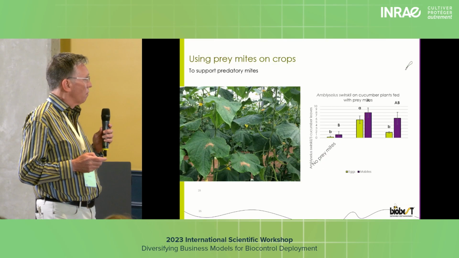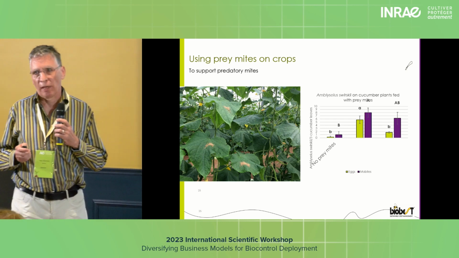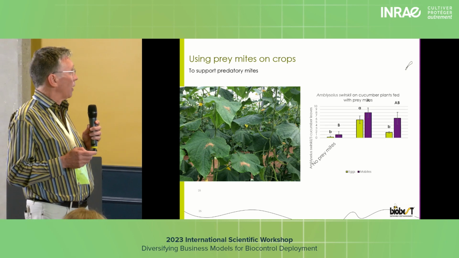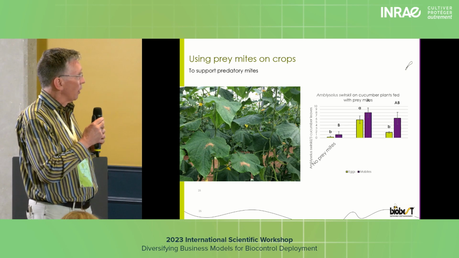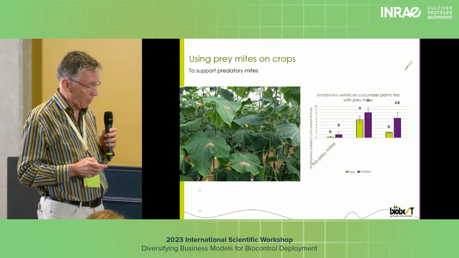Prey mites being used on the crop, that's another approach that has been shown to be quite effective. Again, on the left, no prey mites. On the right, you see predatory mite levels with the use of prey mites.